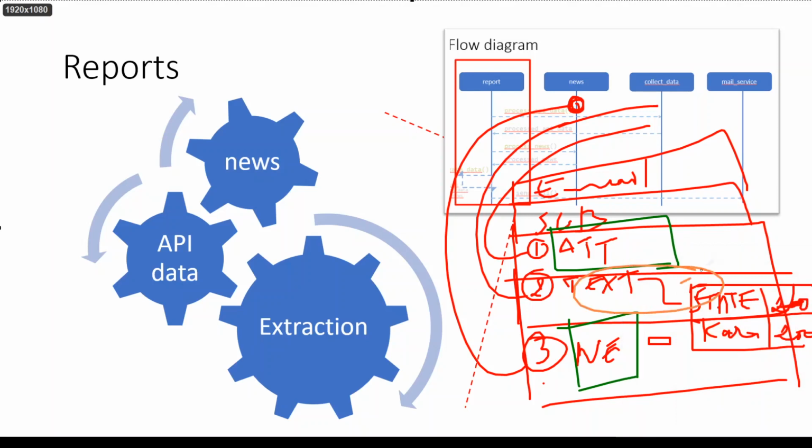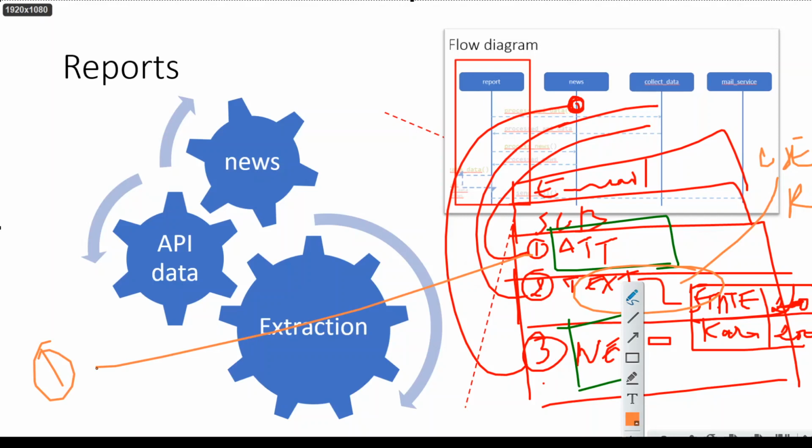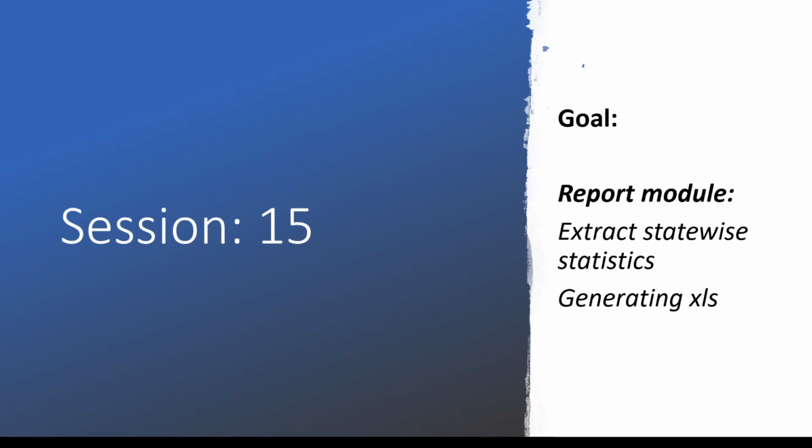So this is user data. In order to do this, we need to map the data, which we'll see in the coming class. So we will just focus on the report part. Now we will focus on the attachment part, that is the first one. Then we'll also extract the state-wise statistics.